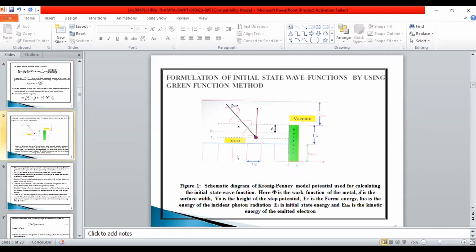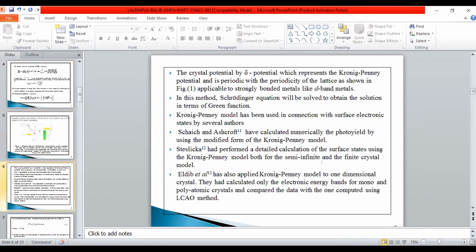This is the formulation of the initial state wave function by using the Green's function method. The crystal potential of delta potential, which represents the Kronig-Penney potential, is periodic with the periodicity of the lattice, as shown in figure 1, applicable to strongly bonded metals like the Benz metal. In this method, the Schrödinger equation will be solved to obtain the solution in terms of the Green function.